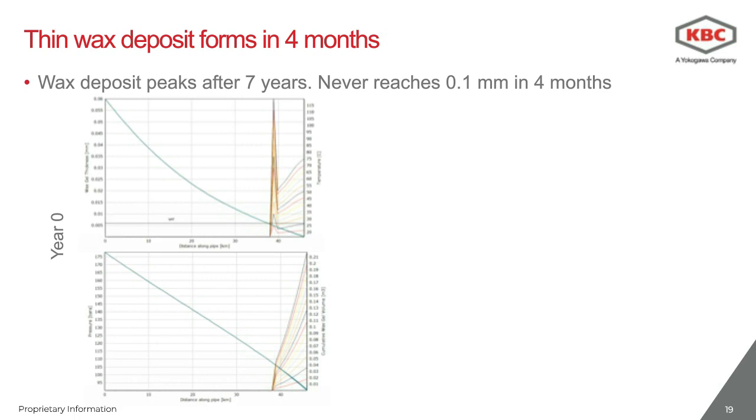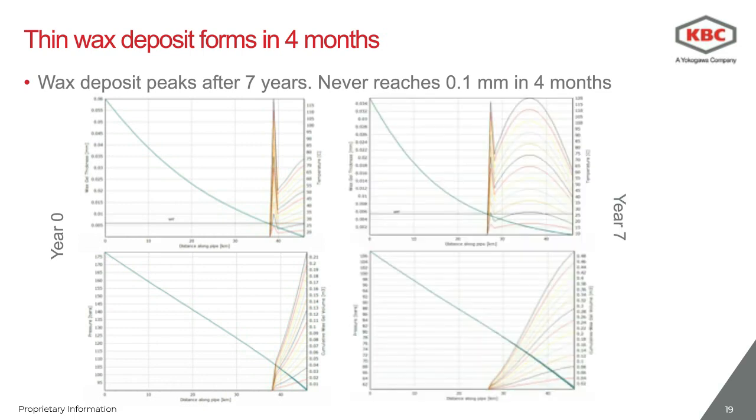We said that things might get worse in the first 7 years because the temperature of the flow line is dropping and the wax appearance temperature is still constant. So we look at year 7. Indeed, the wax appearance temperature is crossed earlier on, before 30 kilometers rather than after 30 kilometers, as you can see from the green line in the top diagram. The wax deposit starts to form earlier then. It starts around 25, 27 kilometers in the flow line.